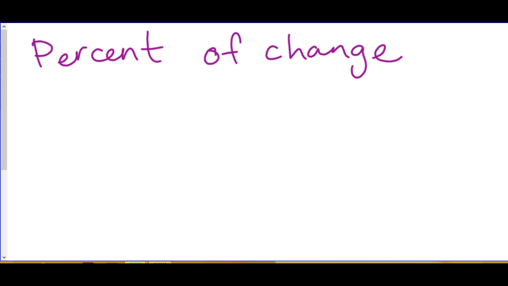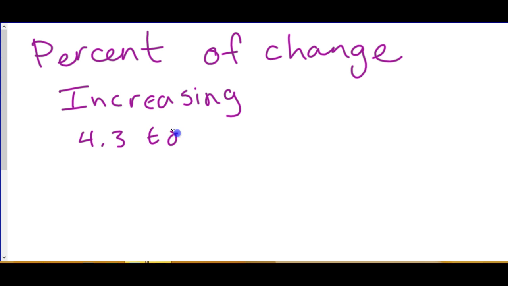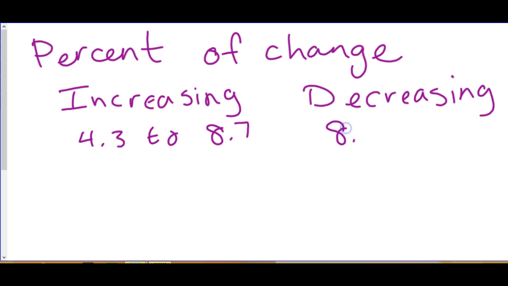This video is going to be about percent of change. So first of all, with percent of change, we're either increasing or decreasing, and that's easy to see. If we're increasing, we go from a smaller number to a bigger number, so 4.3 to 8.7. Decreasing would just be the opposite direction. Decreasing would be we start at a big number, 8.7, and go to a smaller number, say 4.3.